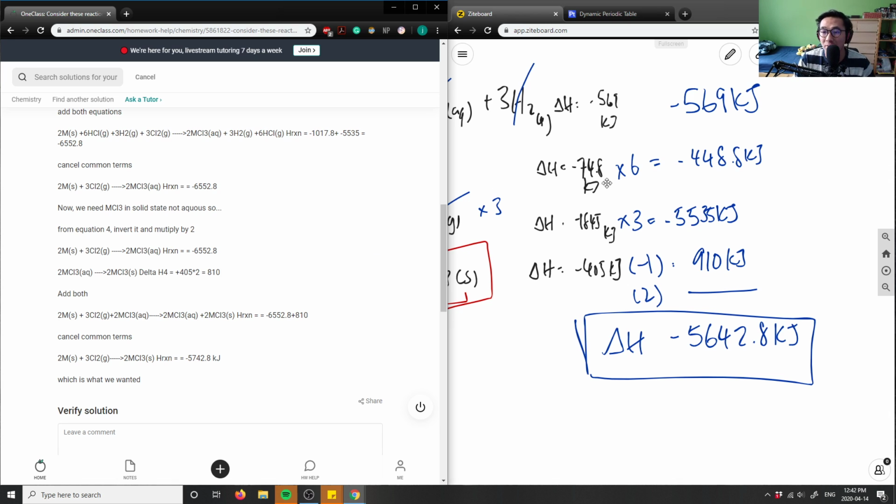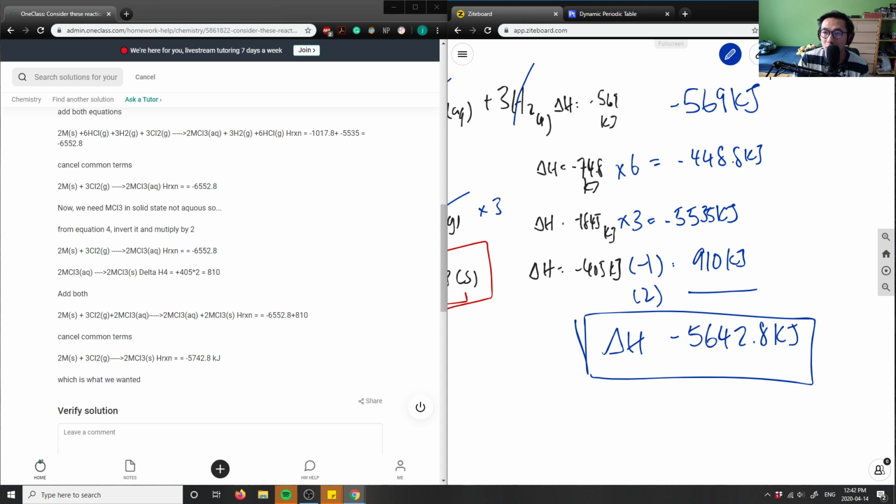Oh, yes. So my math is wrong. Sorry. My math is wrong here. I see what I did wrong. It's this problem here. Negative 405 times negative 1 times 2 would give me a value of 810, not 910, which means the answer here was correct. 810 kilojoules, which means this 5 becomes a 7 when I added it all up.